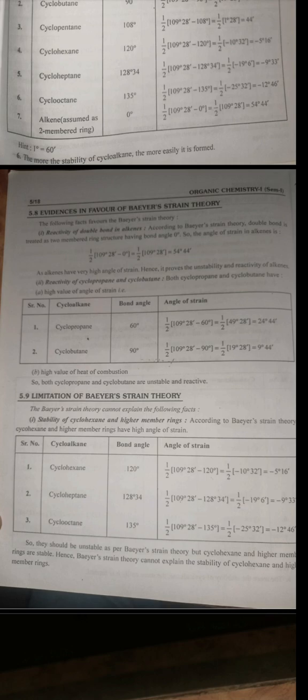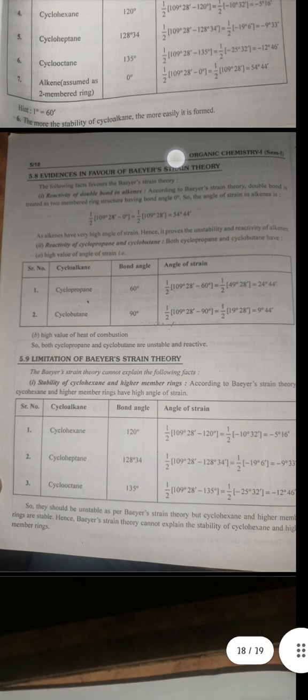Limitation of Baeyer strain theory. The Baeyer strain theory cannot explain the following facts. Stability of cyclohexane and higher member rings. According to Baeyer strain theory, cyclohexane and higher member rings have high angle strain, so they should be unstable as per Baeyer strain theory. But cyclohexane and higher member rings are stable. Hence, Baeyer strain theory cannot explain the stability of cyclohexane and higher member rings. The bent angle is determined by drawing a tangent through the old position of the carbon-carbon bond in cyclopropane.